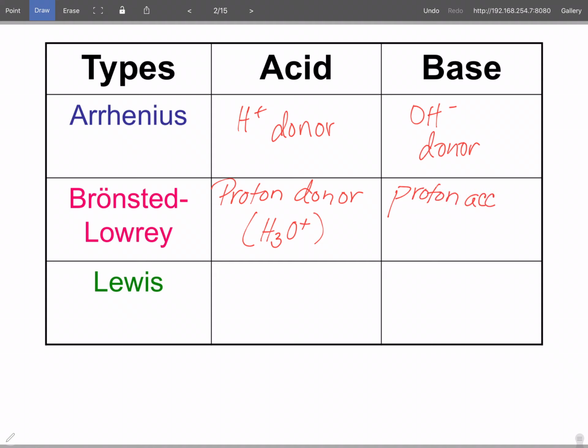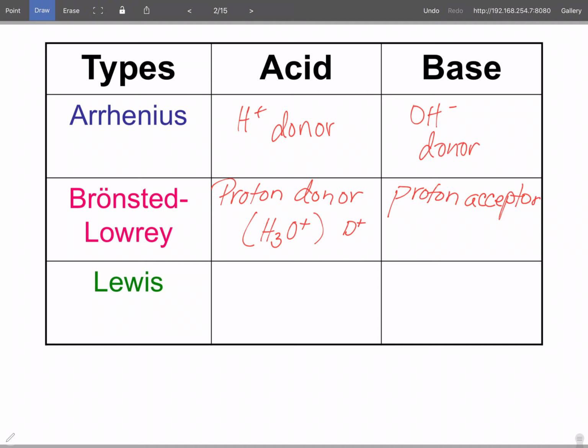This definition is a little broader because things like ammonia, NH3, we know is a base, but it can't donate a hydroxide, but it can accept a proton. The other thing is this broadens the definition because this will then include the deuterium isotope, etc.